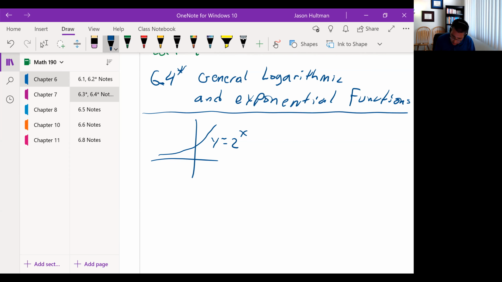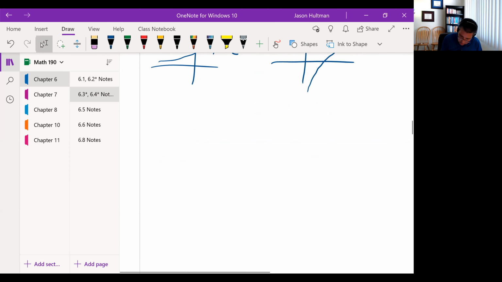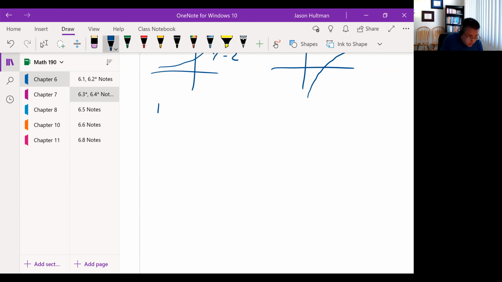So what about a general logarithmic function? Well, what if we had something that looked like this, and we said that this was y equals log base 2 of x? That's a general logarithmic function, and that's a general exponential function. So let's take the derivative of the general exponential first. d/dx of b to the x is equal to b to the x natural log of b.